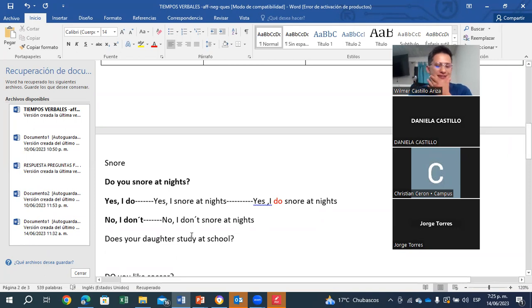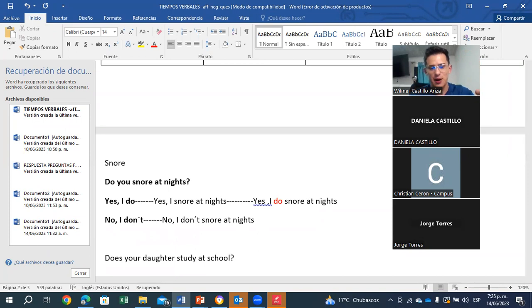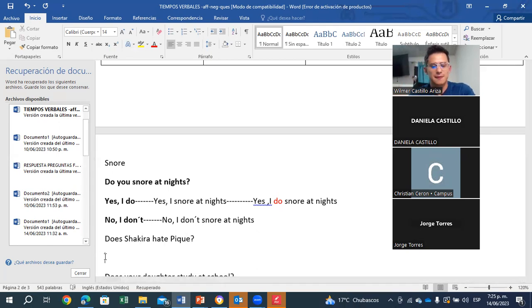So, okay, before that, we're going to use another example because in the next part, I'm going to focus on the rules that we have for third person. So in this case, we are going to change it: does Shakira hate Piqué or something like that? I don't know. ¿Shakira odia Piqué? Yes, she does. I mean, that's a short answer. Or you can say, yes, she hates Piqué, okay?